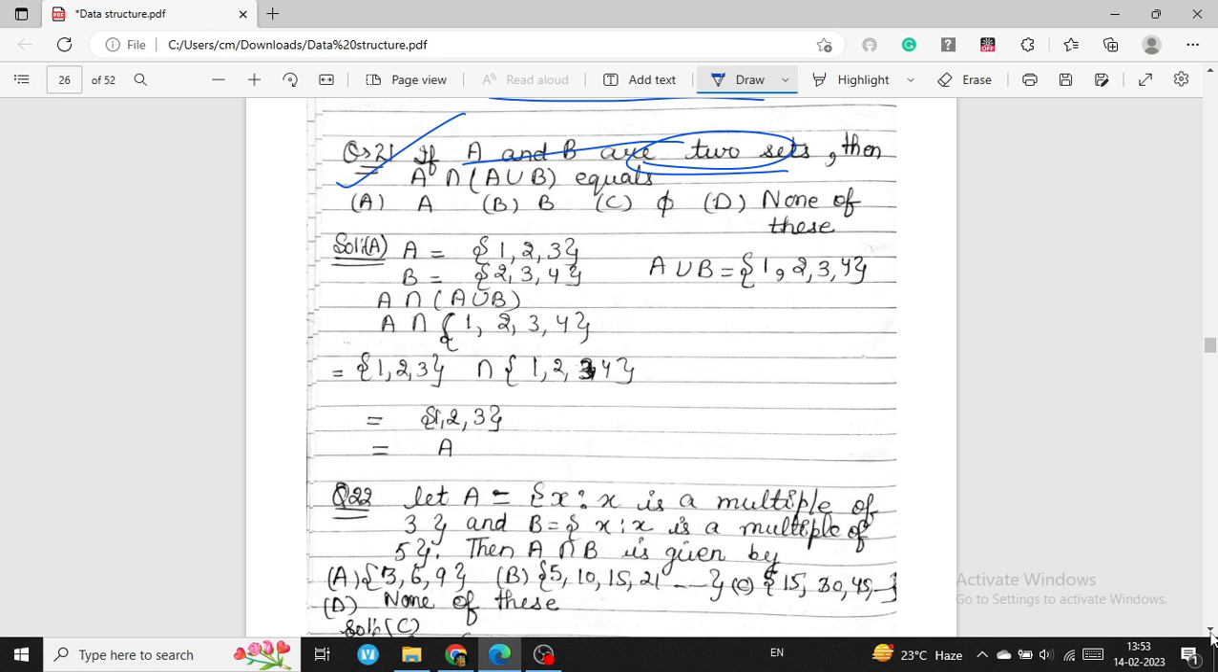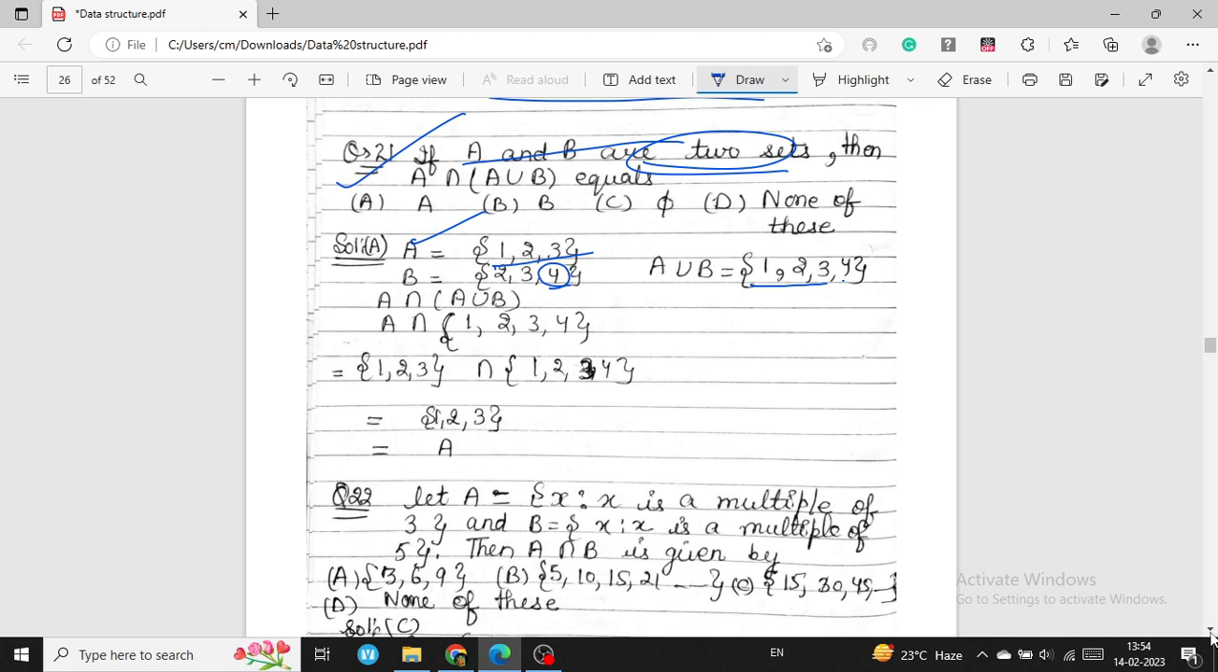First solution: we take two sets, A = {1, 2, 3} and B = {2, 3, 4}. A intersect (A union B) means, first of all, we have to solve the union. In a union we take all common values and all remaining values. First we take all the first set's values, and take the second set's values which are not common, that is 4. This is the union.